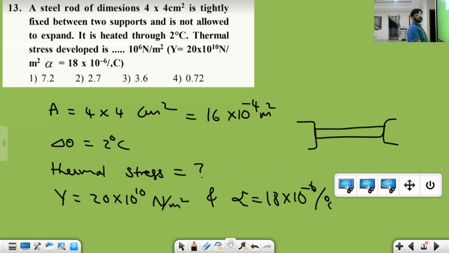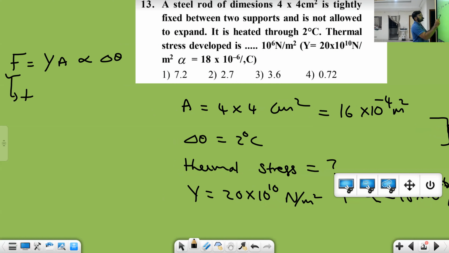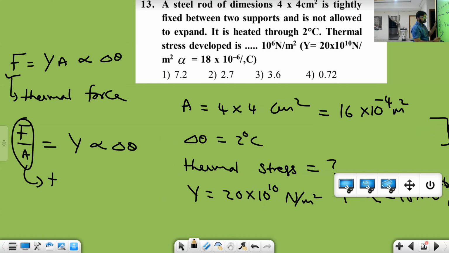In our last class interaction, I gave you this information. There are two terms, thermal force and thermal stress. Thermal force is Y a alpha delta theta. And thermal stress is F by A, which is Y alpha delta theta. I told you one more important point: thermal force is independent of length. Thermal stress is independent of length and area, both.